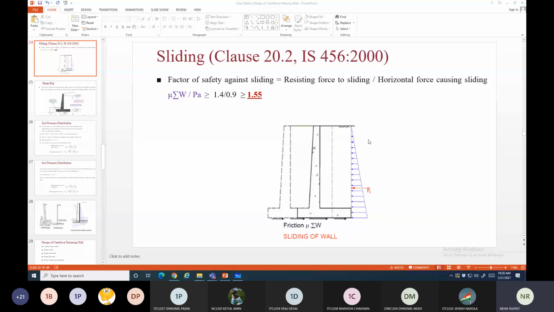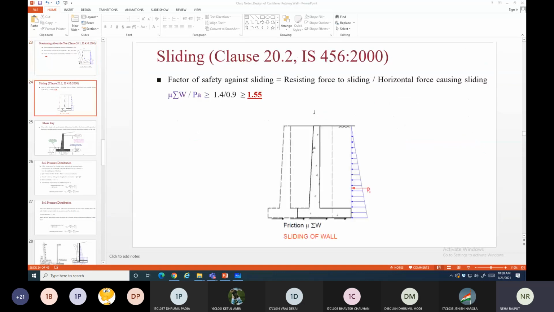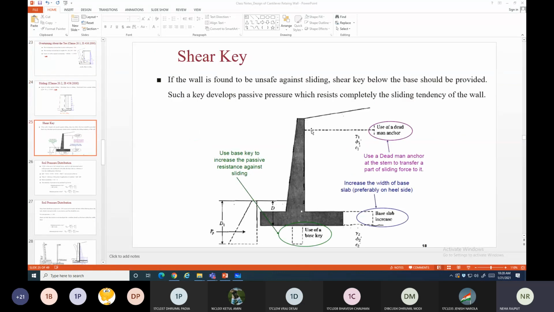So this is the overturning about the toe of retaining wall and sliding of retaining wall. Now the sliding is taking place because of the poor friction between the base slab and the soil part. So to make the base slab stronger for the sliding condition, one more element is provided and that element is known as shear key.